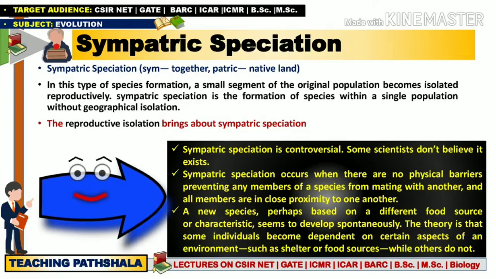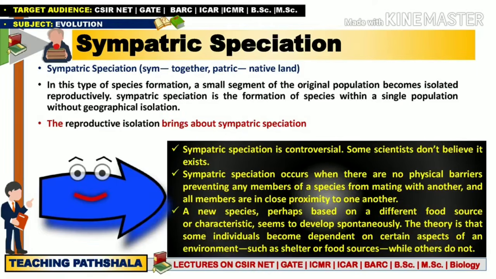Like in allopatric, peripatric and parapatric, we have seen that as a result of speciation there is a reproductive isolation. But during sympatric speciation, the main reason behind the speciation is the reproductive isolation. So you can say that in the previous kinds of speciation, reproductive isolation was the consequence, but in sympatric speciation, the reason behind it is the reproductive isolation, because they are living in the same area.